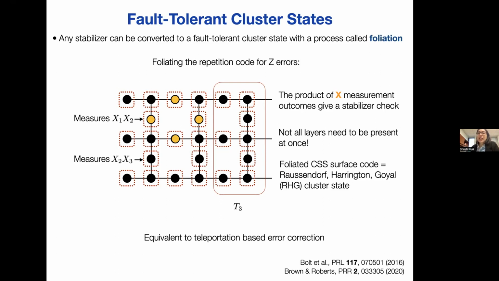So it turns out that not all layers in this repetition code need to be present at all times. At a given time, you just need a 2D slice of this whole 3D picture. Even if you just have this one block, you can teleport your information back and forth within the block, from here to here, and back. So you're basically creating a 3D cluster state, but the third dimension is time.